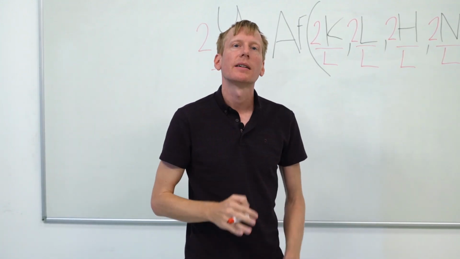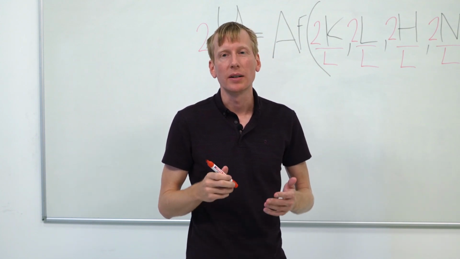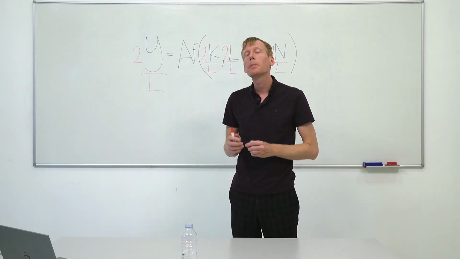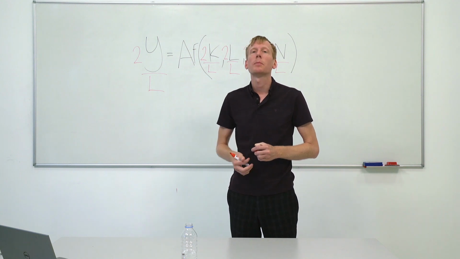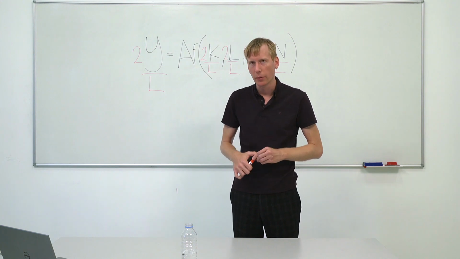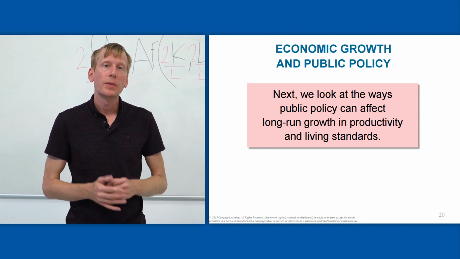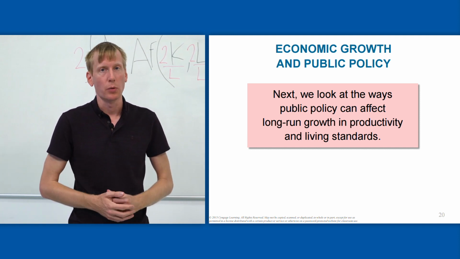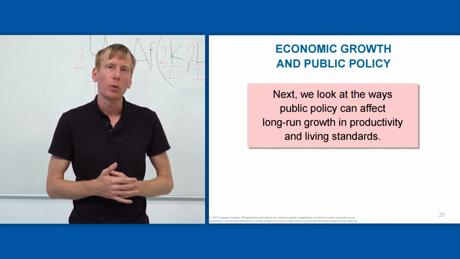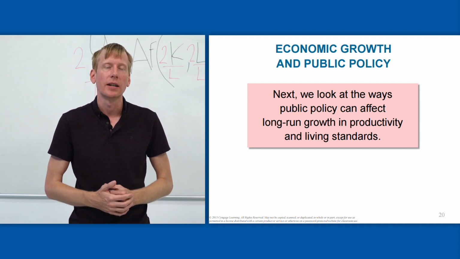So these are the basic expectations that we have for our constant returns to scale production function. Next, what we want to look at is how public policy, government economic policy, might be able to influence some of these determinants of economic growth. If governments can influence long-run productivity trends, either by influencing capital per worker, or human capital per worker, or natural resources per worker, they could potentially increase economic growth and improve standards of living in the long run.